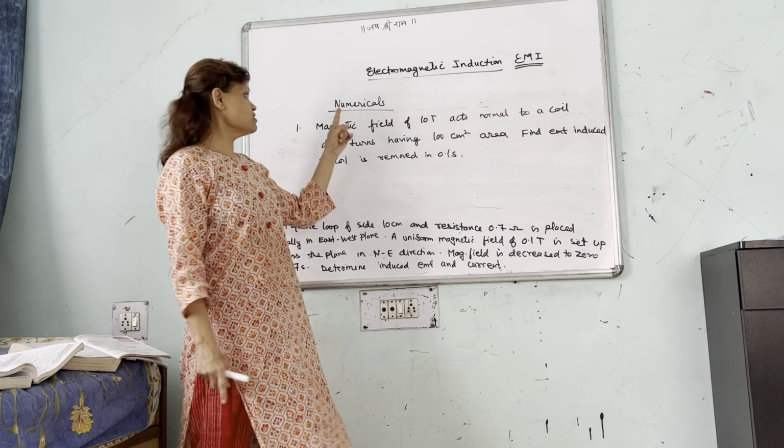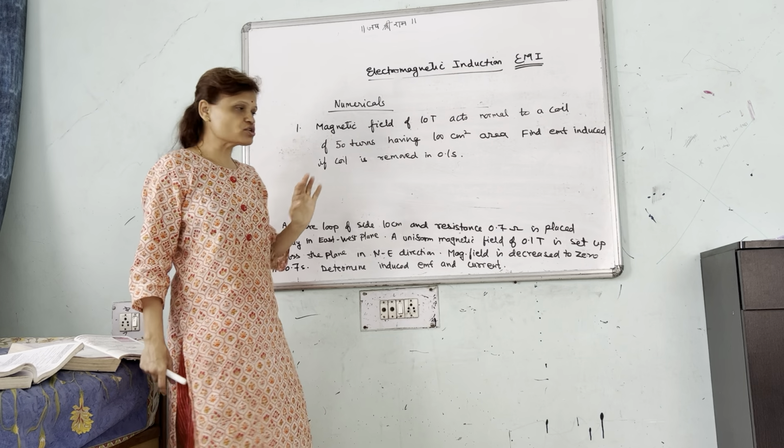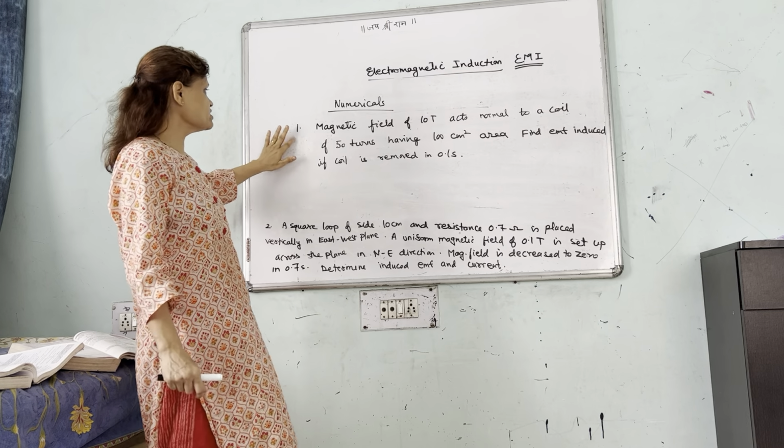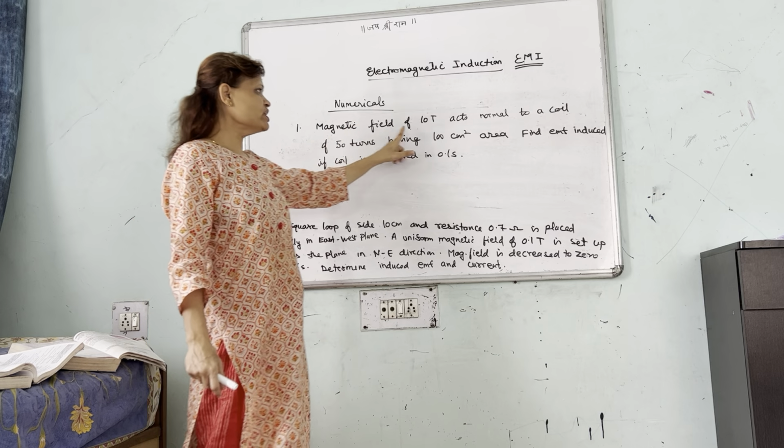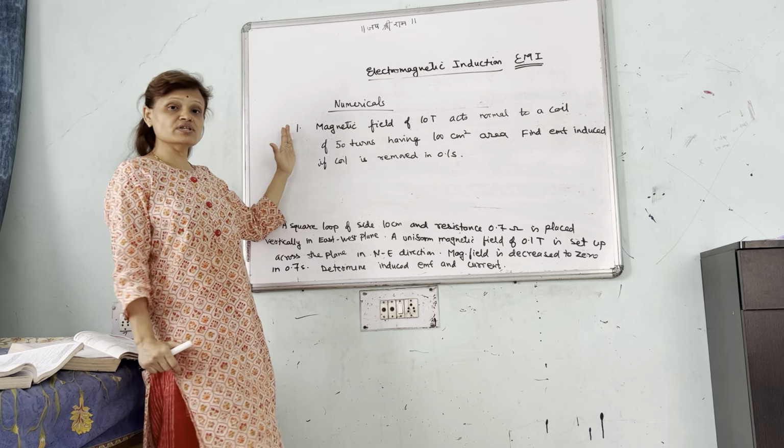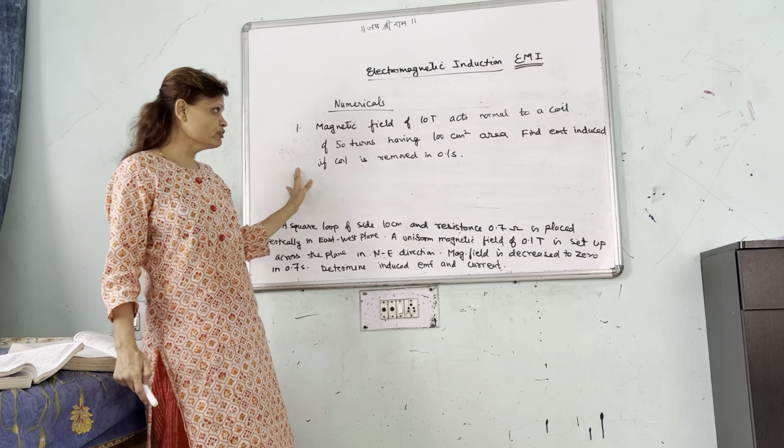So we are going to see the numericals based on Faraday's law. This is two numericals. First we will see this one. The first one, magnetic field of 10 Tesla. Please note down this numerical and then we will see how to solve it.